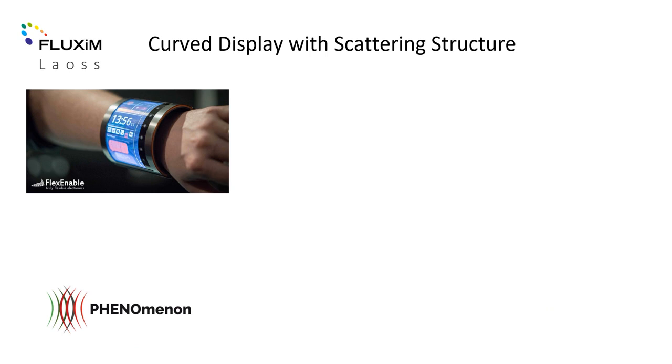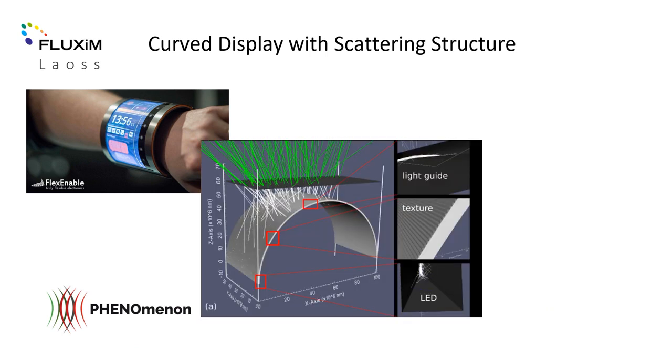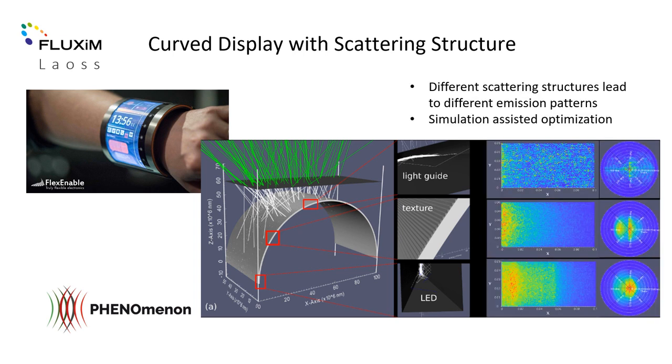As the last example for Laoss optics, we show the simulations of a curved display. This display features inorganic LEDs sitting at one end that emit into the light guide. Also here, a homogeneous light emission in a forward direction should be achieved by a specific texturing of the two curved interfaces. Different scattering structures have been tested in Laoss, which lead to pronounced differences in emission. Again, an optimized structure can be obtained from optical simulations without the need for time-consuming fabrication.